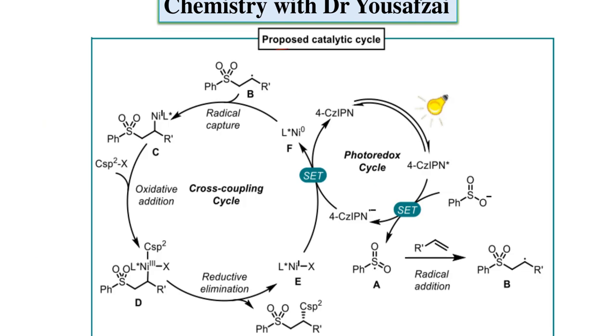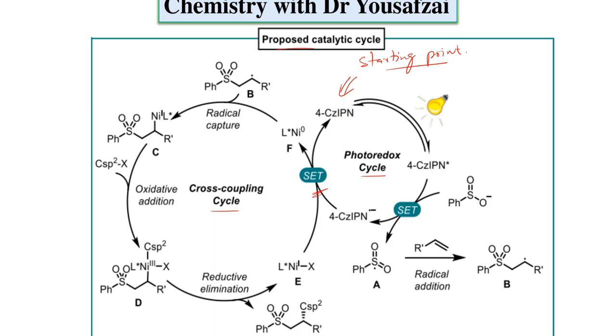And if we talk about the proposed reaction, which is also published in the same research article, this is the proposed catalytic cycle. In this proposed catalytic cycle, two different catalytic cycles were used. One is the photocatalytic cycle and the second one is the cross-coupling cycle, and these two catalytic cycles were interconnected with each other here. So first I will explain the photocatalytic cycle and then the cross-coupling cycle. In the photocatalytic cycle, the reaction starts here. This is the starting point for this catalytic cycle.